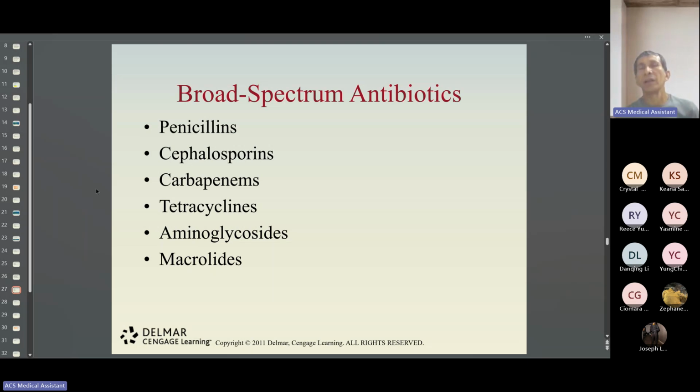So these are just classification. You don't need to know this, just for you to know that these are broad spectrums, meaning they are so commonly, widely used because they work for most of the bacterial infections. So usually when you go to the doctor, they give you penicillin or cephalosporins or tetracyclines. The macrolides and aminoglycosides will be avoided a little bit due to the level of toxicity you can develop.